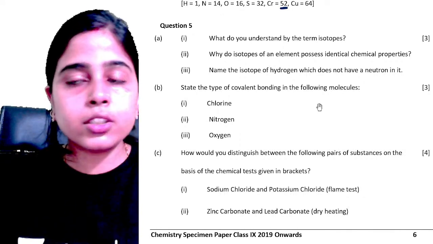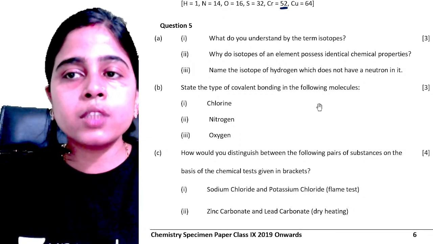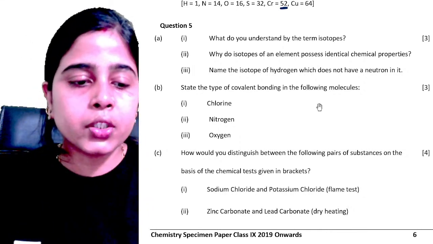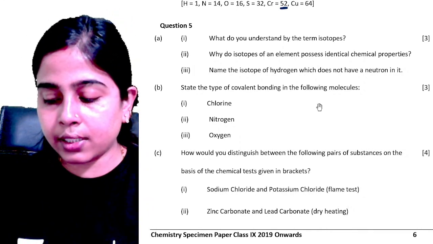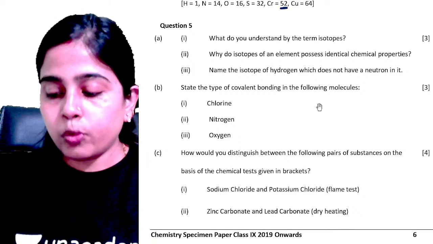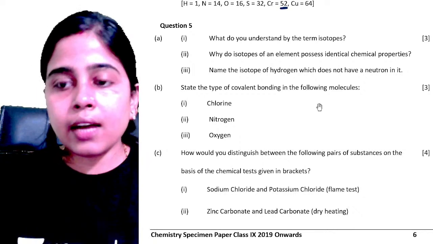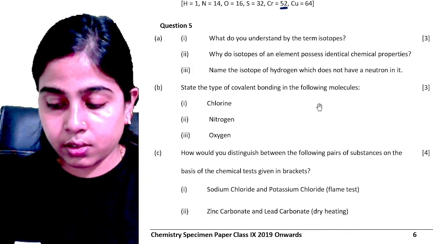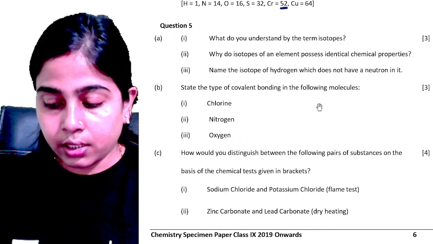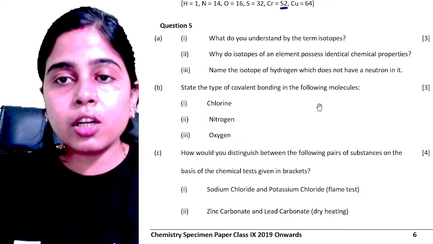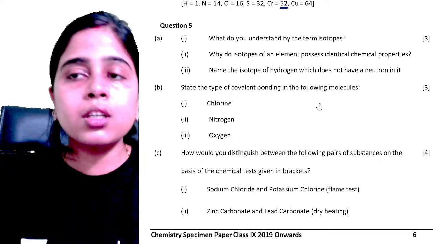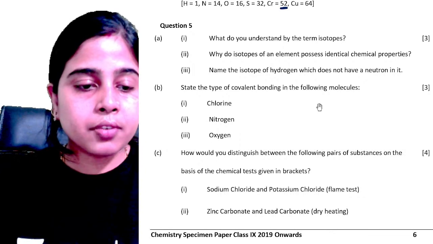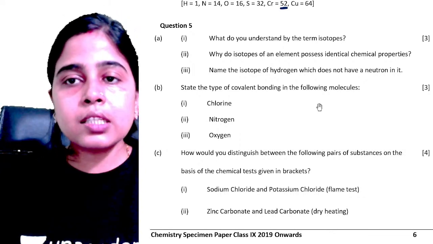It's okay, Harsh. Now, name the isotope of hydrogen which does not have a neutron in it. Which isotope of hydrogen does not have a neutron in it? Try to answer this question, everyone. Okay. Very good, all of you. Protium is the isotope of hydrogen which does not have a neutron in it. Yes, so the correct answer is protium.